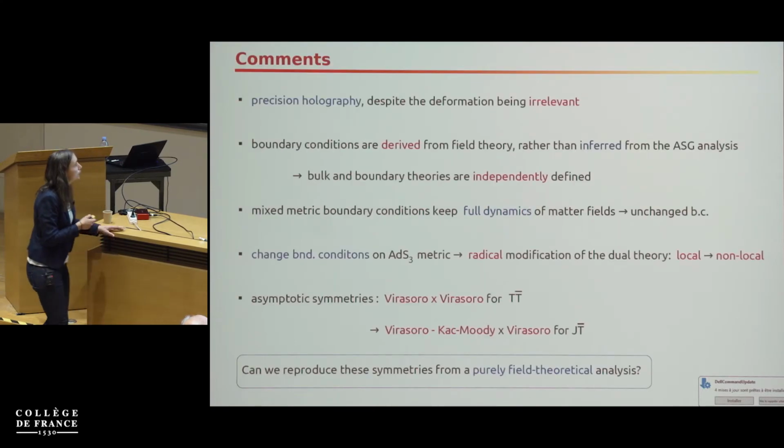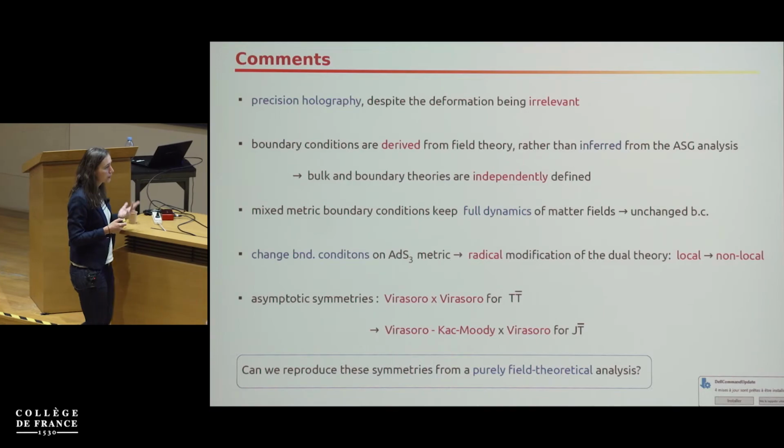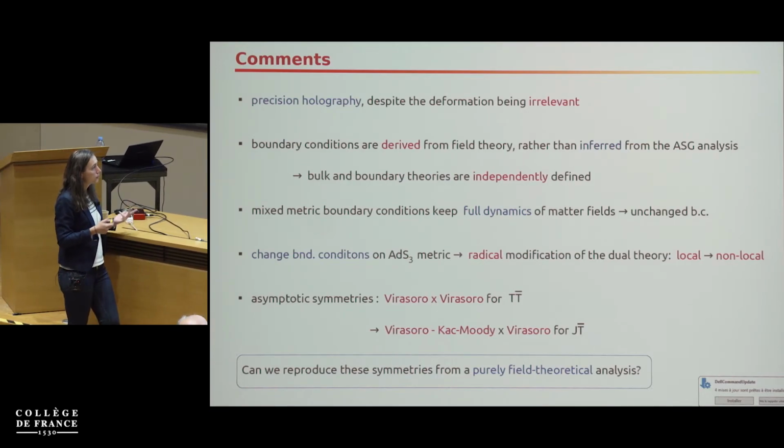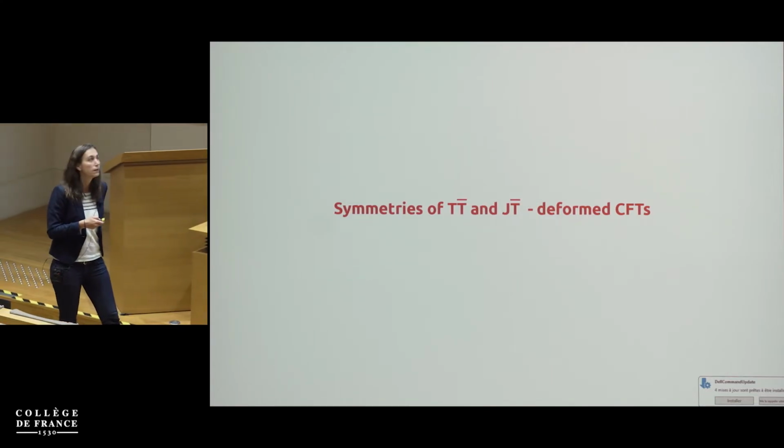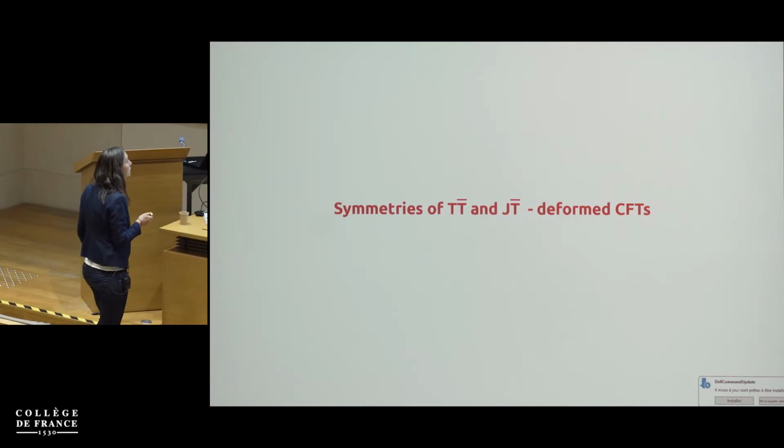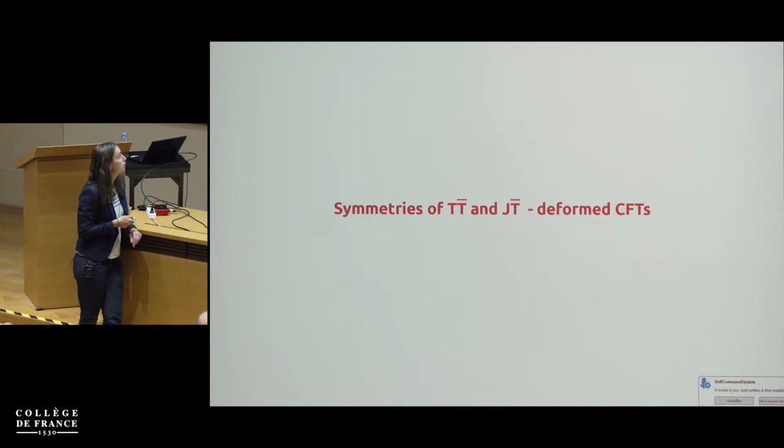Okay, so this is what we found from the gravity analysis. It gives us a very interesting looking result, but we really want to check it. What does it mean from field theory? So let me now turn to discussing the symmetries of TT bar and JT bar deformed CFTs.